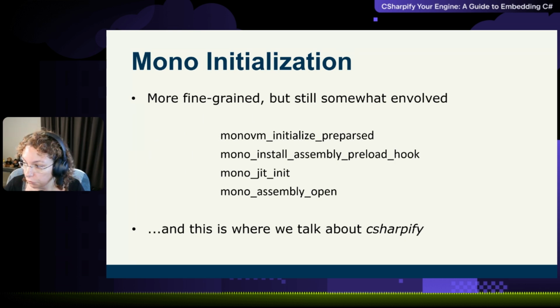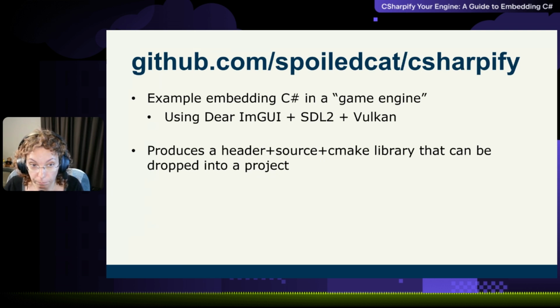And this is where we start talking about CSharpify, which is a little project that I put together that takes care of all this stuff, because taking care of all this stuff is just so much really annoying work of trying to figure out what each runtime is doing that I got tired of it and put it all together in one thing. So that's the URL. It's also where a version of these slides is. And that's what we're going to be looking at today. It's a header and source and CMake library that you can just consume as source, and it just loads the runtime. Okay, thanks, bye.